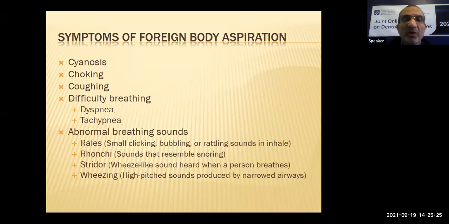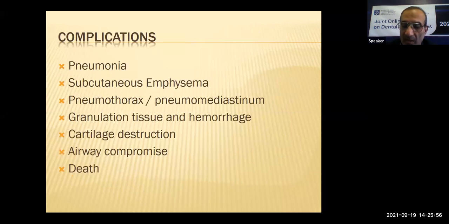Some symptoms of foreign body aspiration are cyanosis, choking, coughing, difficulty breathing, dyspnea or tachypnea, and some abnormal breathing sounds: rales, rhonchi, stridor, and wheezing. If the sound is abnormal or there is difficulty in breathing, we must pay more attention to complications. These complications include pneumonia, subcutaneous emphysema, pneumothorax, pneumomediastinum, granulation tissue and hemorrhage, cartilage destruction, airway compromise, and unfortunately, death may occur.